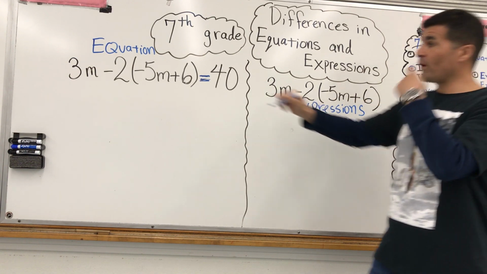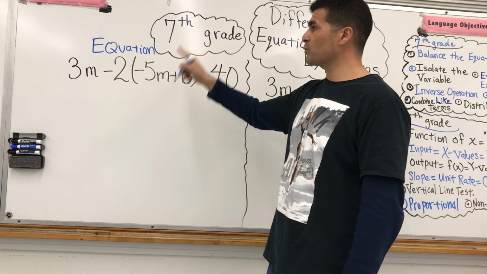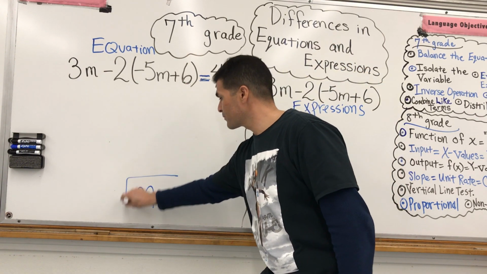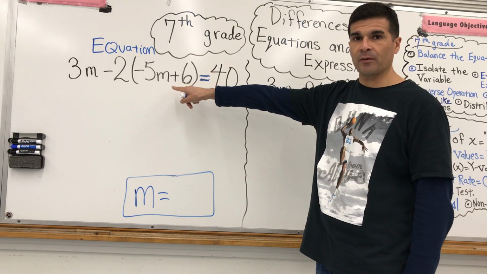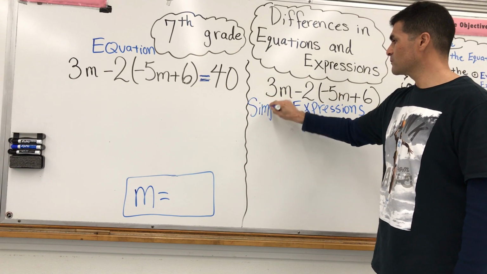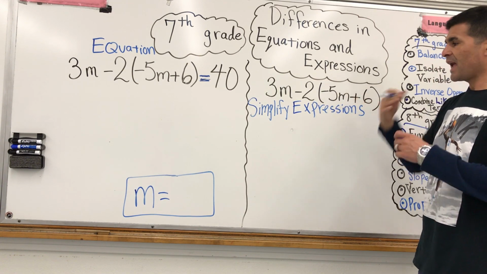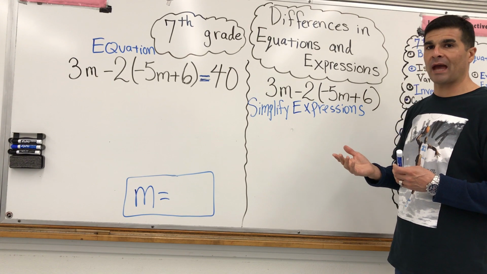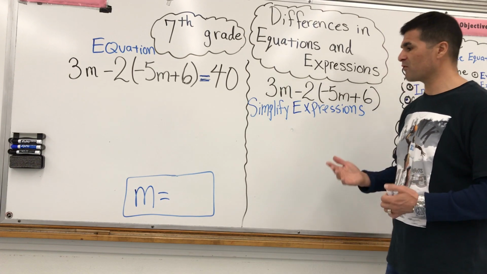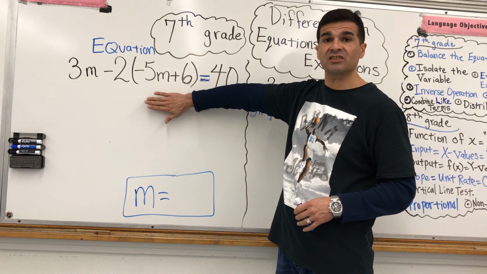Now, equations, we can actually solve these and isolate a variable. So we're going to isolate this variable and find out what m is equal to. Here in this expression, we can simplify the expression. What we've learned is some academic vocabulary. We're going to try to use the distributive property first. So we're going to take our expression, and if it was an equation, we'd actually start the same way.